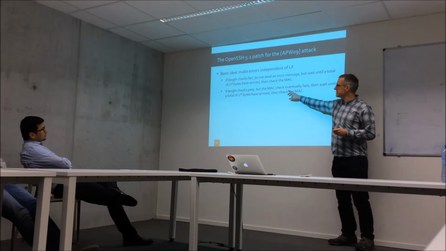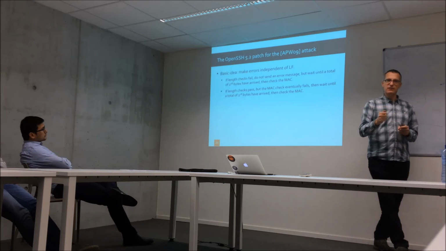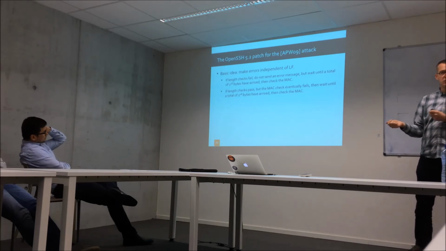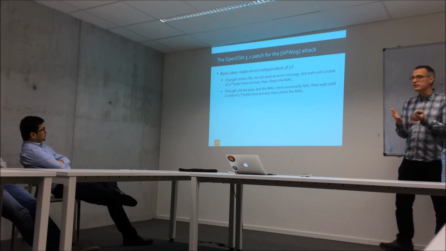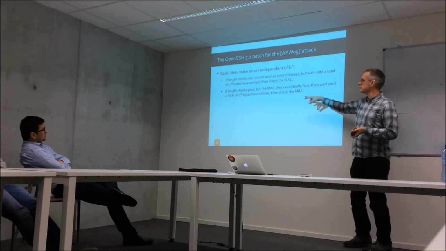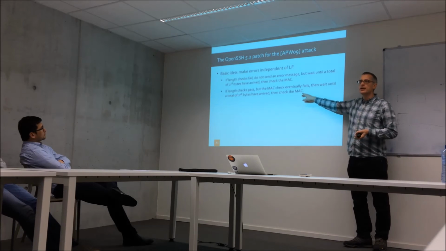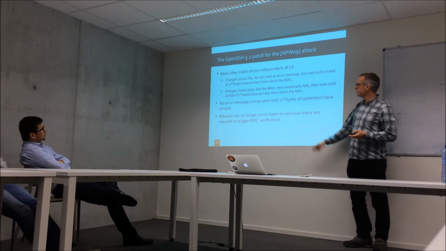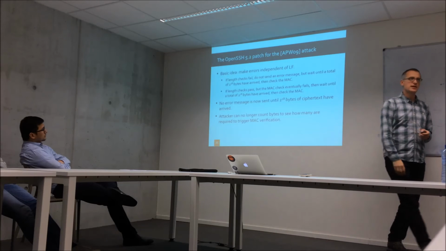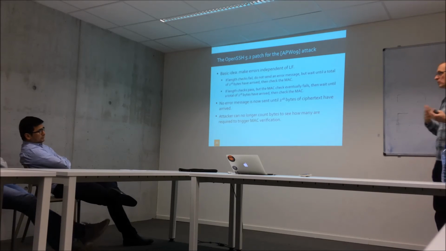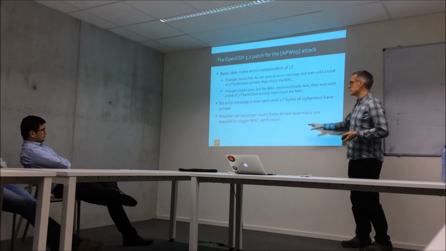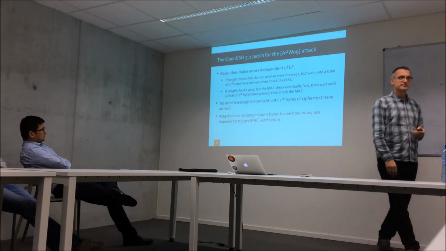If the length checks pass, but the MAC check eventually fails, that's the other thing that could happen when you're under attack, then again, don't send an error right away because that leaks the length field. Instead, wait until 2 to the 18 bytes have arrived and then check the MAC. So in both cases, you're going to wait for 2 to the 18 bytes of ciphertext, and the attacker can no longer do this byte counting trick to see exactly what the content of the length field was. That won't work anymore.